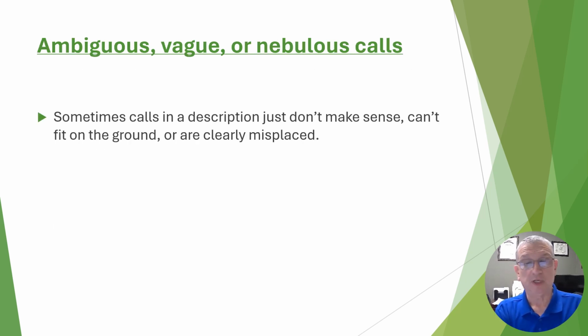Sometimes there are just ambiguous, vague, or nebulous calls. Sometimes descriptions just don't make sense. If it's supposed to be an acre more or less, and it says thence due north 4,000 feet, thence west 100, well, that's probably 400 feet instead of 4,000, but sometimes you don't know.